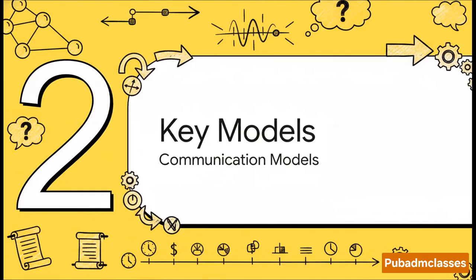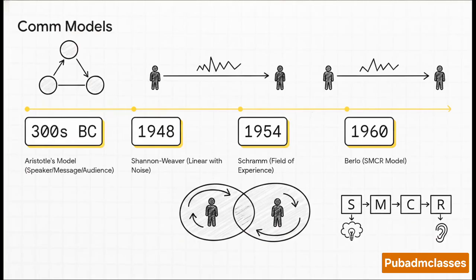All right, let's shift to Section 2, key communication models. Pay close attention here, because these frameworks pop up constantly in the exams. It is wild to see how this evolved over time. We start way back in the 300s BC with Aristotle's basic model, just a speaker, a message, and an audience. Fast forward over 2,000 years to 1948, and Shannon and Weaver introduce a linear model that adds noise as a disruption. Then in 54, Schramm brings in the interactional model, focusing on participants' field of experience. Finally, in 1960, we get Berlo's famous SMCR model. Every single step added a new, realistic layer of complexity.